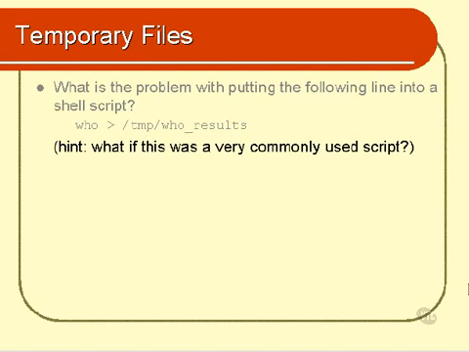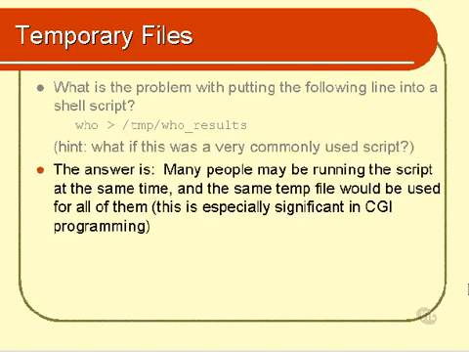Okay, did you come up with an answer? Well, here's the problem. There actually may be many people running the script at the same time, in which case they'd all be running the same line of code, which means that several people would be trying to write their details, whatever those details happen to be, to a file in the temp directory called who results. And somebody else might be deleting the file because the shell script may go on and delete the file a bit later on, so someone may be deleting the file while the other person's just written to it, and well, all sorts of errors can come up.